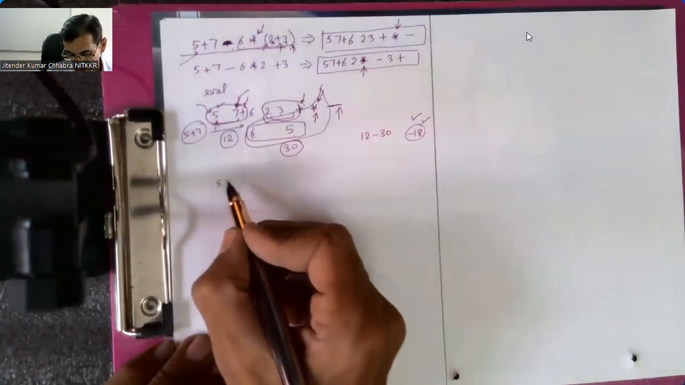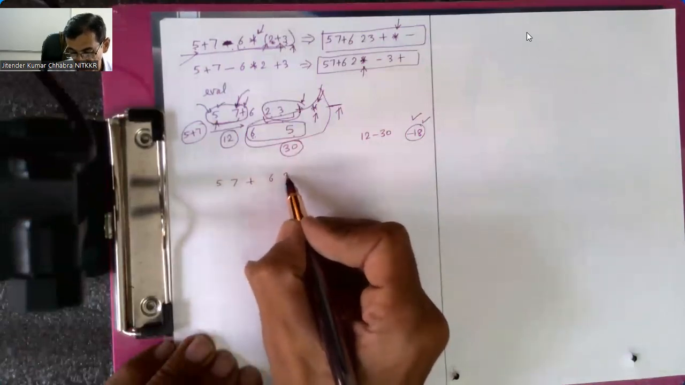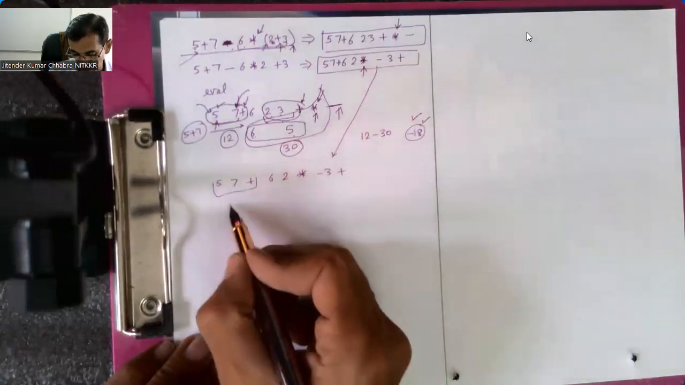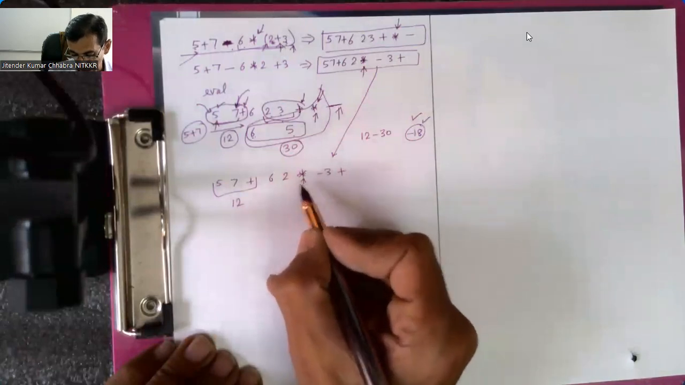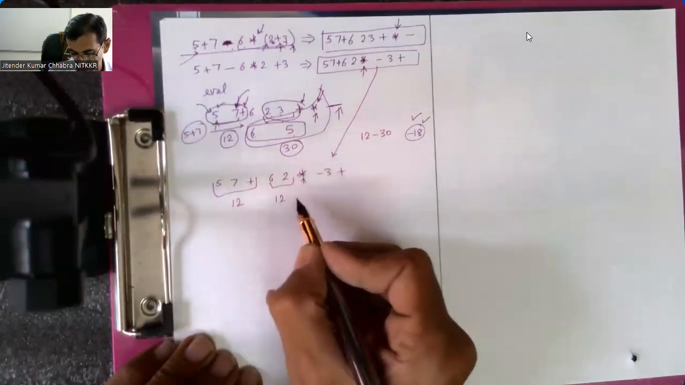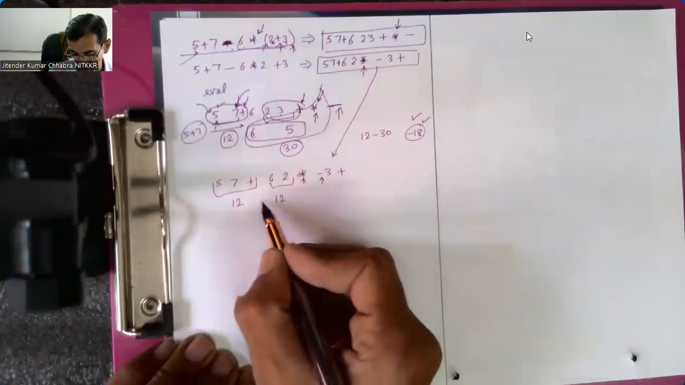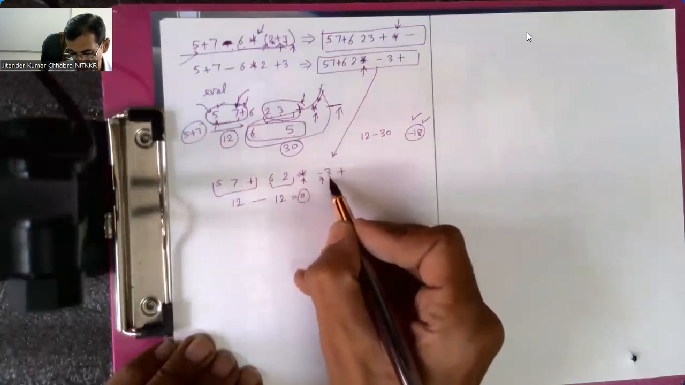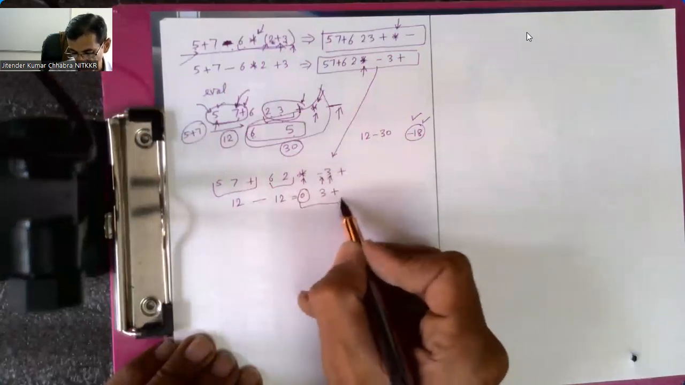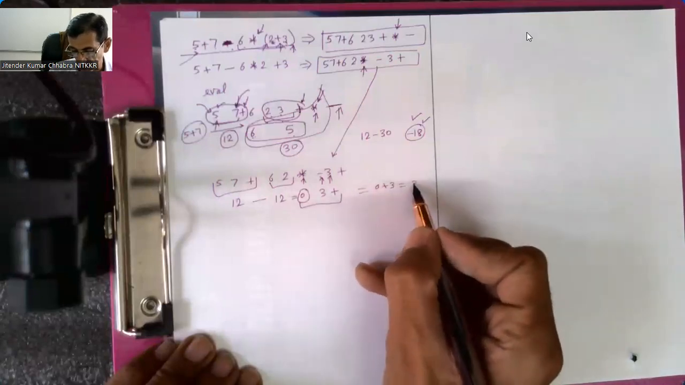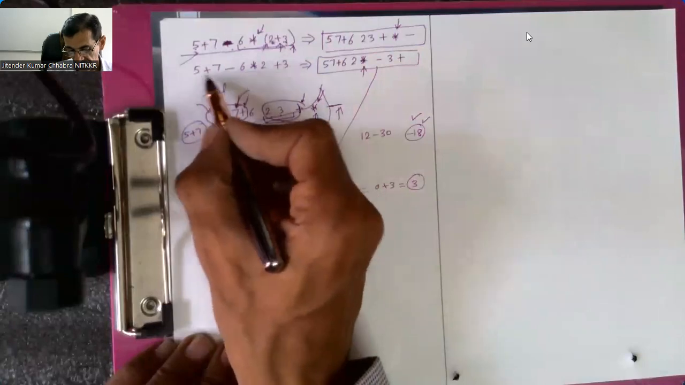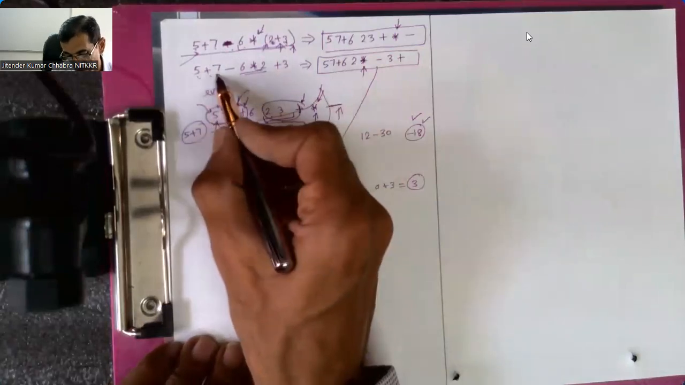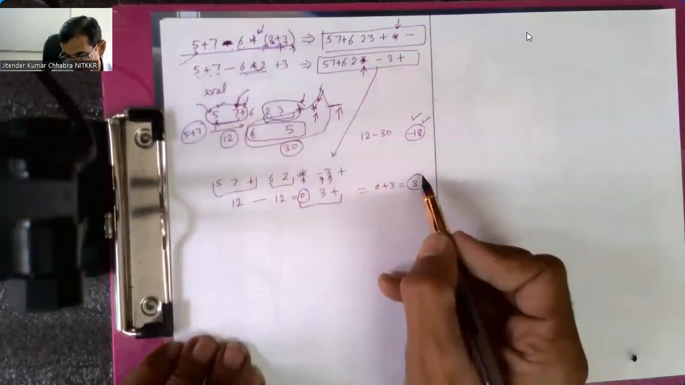On the other hand, if the expression was 5 7 plus 6 2 star minus 3 plus, this will be calculated as 12. Then comes a star, which means 6 into 2, 12. Then comes a minus, which means 12 minus 12, that becomes 0. After that comes 3 plus, so 0 plus 3 becomes equal to 3. This you can verify here: 5 plus 7, BODMAS rule says this is to be calculated first. This becomes 12, 12 minus 12 is 0, plus 3.